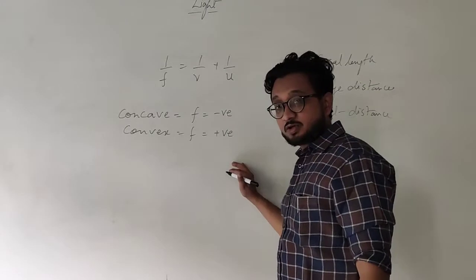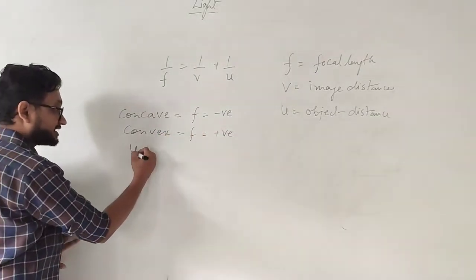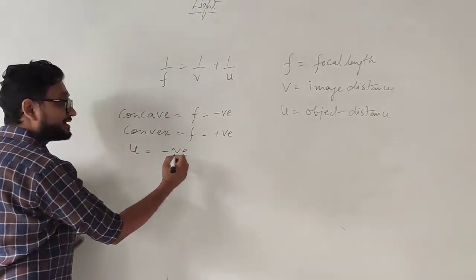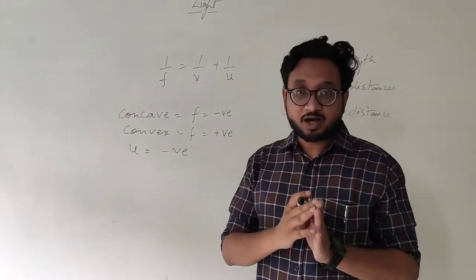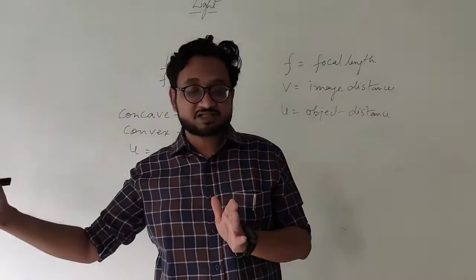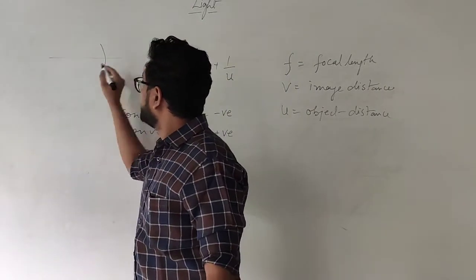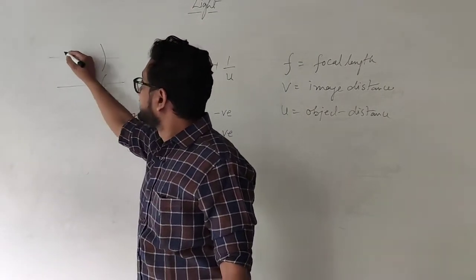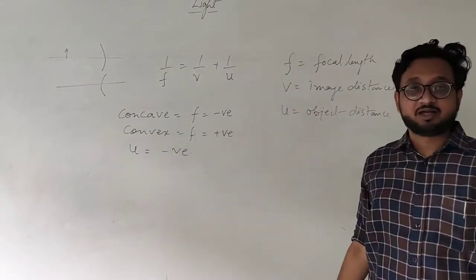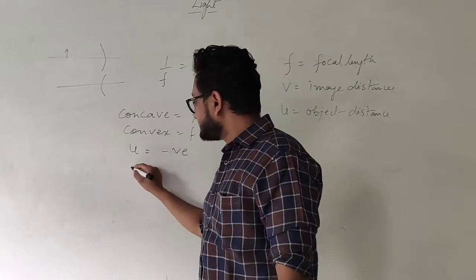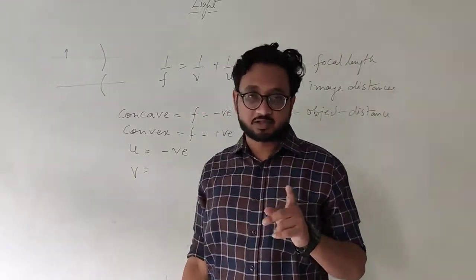Okay, now one thing to understand over here is that for u, that is object distance, it will always be negative, because whether it is a concave or convex mirror, you are always keeping the object on the left hand side of the mirror. So it doesn't matter whether it is a concave mirror or a convex mirror. Object is always kept on the left hand side, and therefore the value of u will be negative. But the value of v will change according to the mirror.